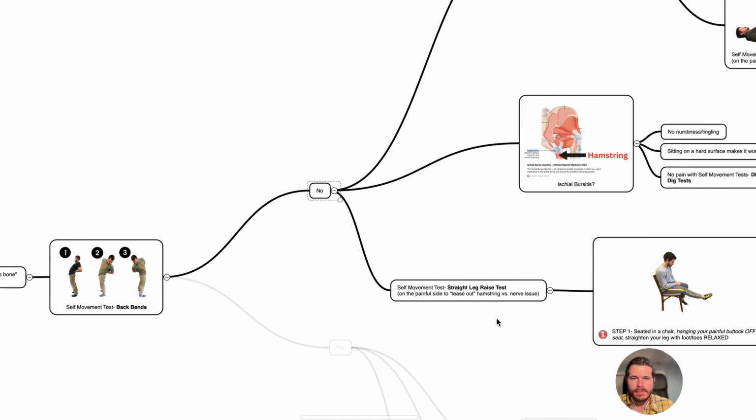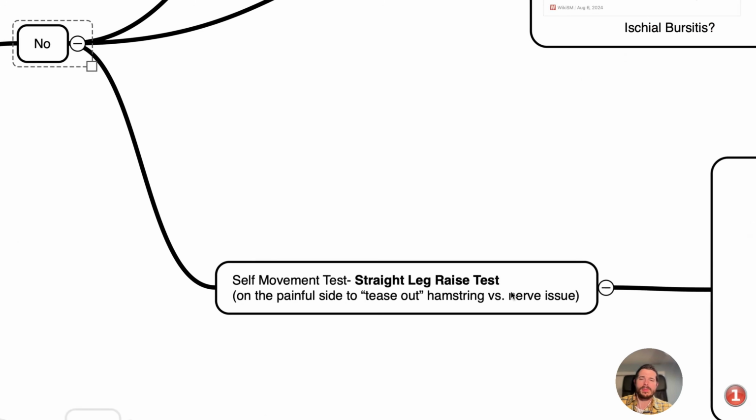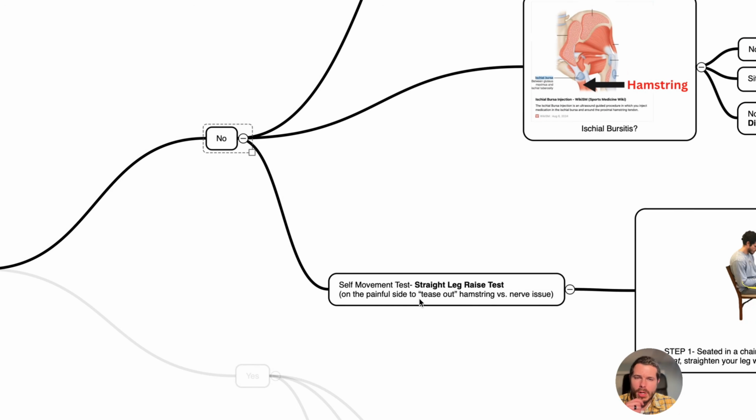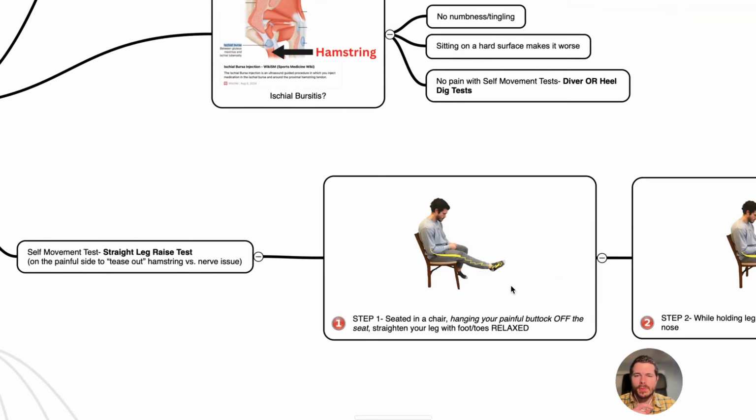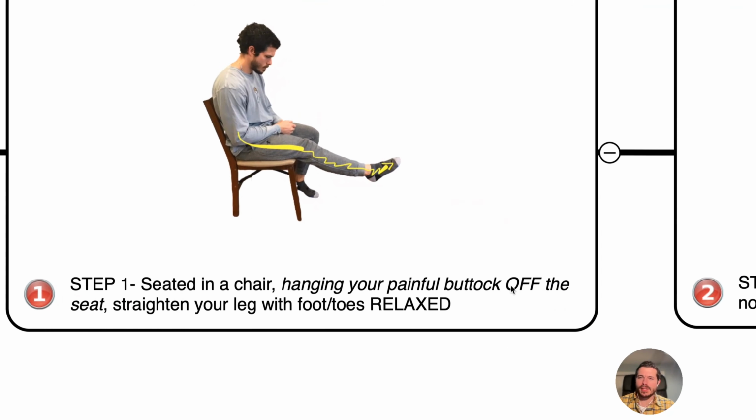Ischial bursitis, could it be something else? Let's make sure we don't miss it. So I want you to go through a straight leg raise test, but in a little bit of a different way. So on the painful side, to kind of tease out hamstring versus a nerve issue. So here's what I want you to do. A super savvy ninja test, all right? So step one, seated in a chair, hang your painful buttock off the seat. I know both my butt cheeks are on the chair in this picture, but go ahead and take your painful buttock and hang it off. Let's remove the element of compression from the equation.